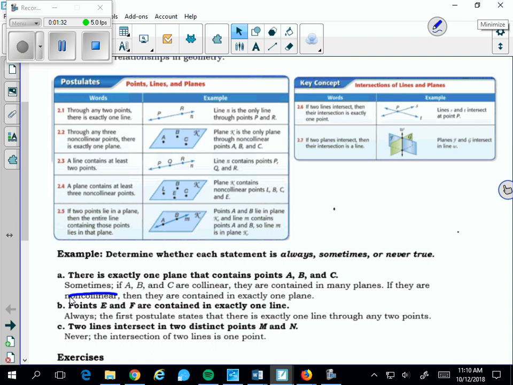The reason I know that is because of this right here. Postulate 2.4 tells me that. It says a plane contains at least 3 non-collinear points. So using that information, I can deduce that. I can also go up here, and it says through any 3 non-collinear points, there is exactly one plane. So again, in all of those, it's talking about non-collinear. So if they're telling you they're collinear, it's not always going to be true, but it will be sometimes.